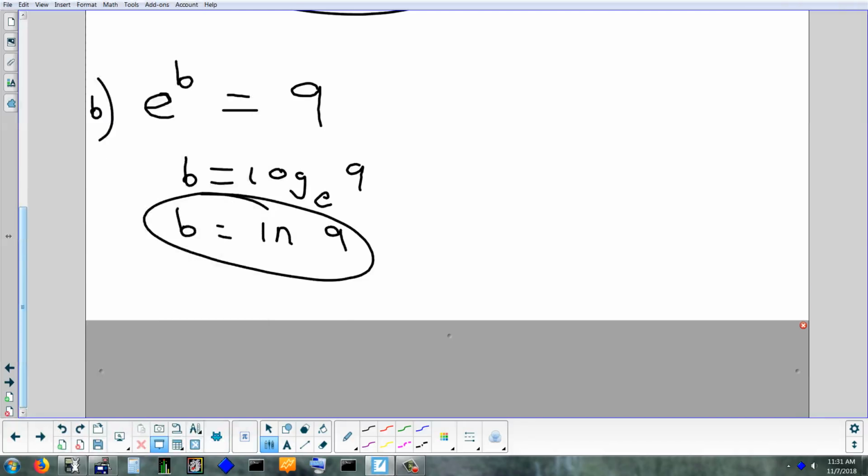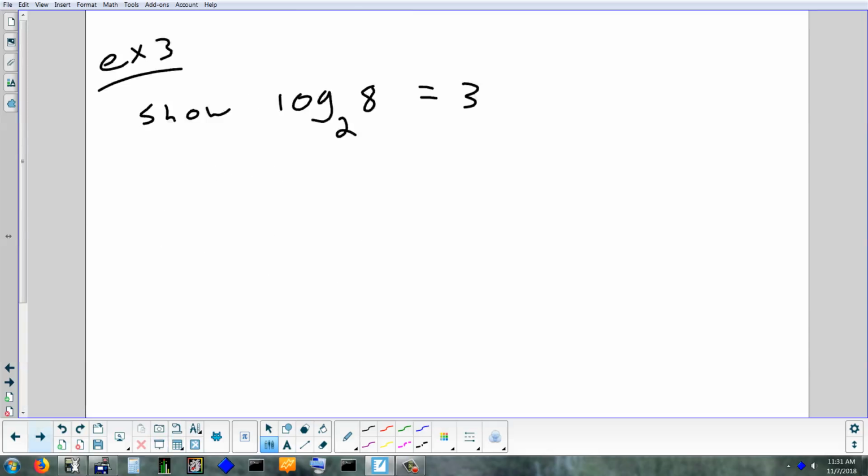Right, so what that means is if you took e and raised it to the 2.2 power, you would get 9. Well, roughly, or 8.9. So we just solved for an exponent. That's kind of more of the same.